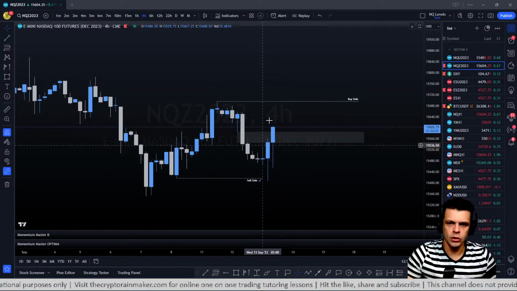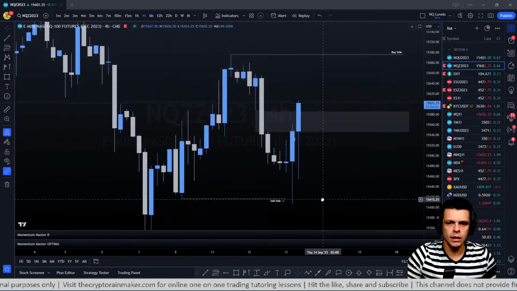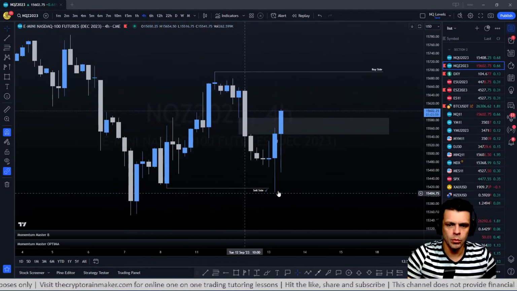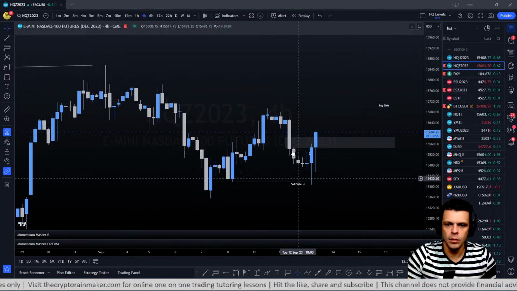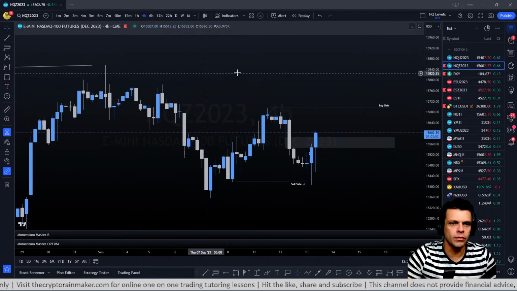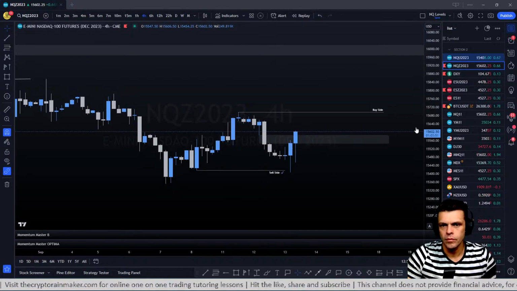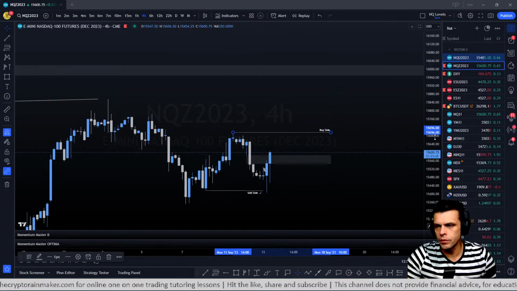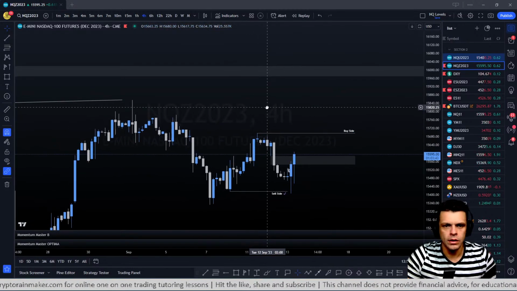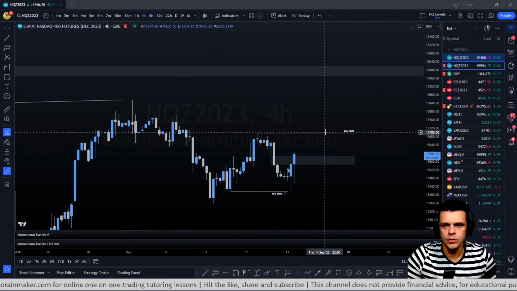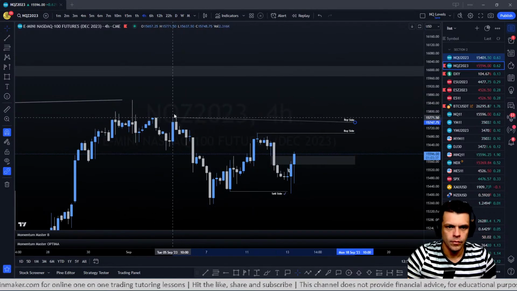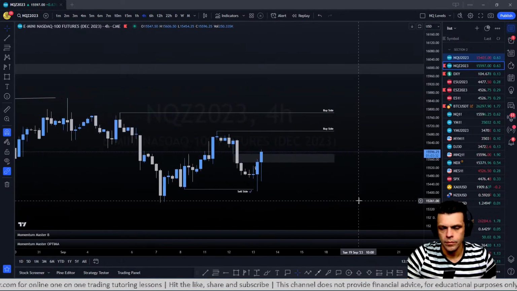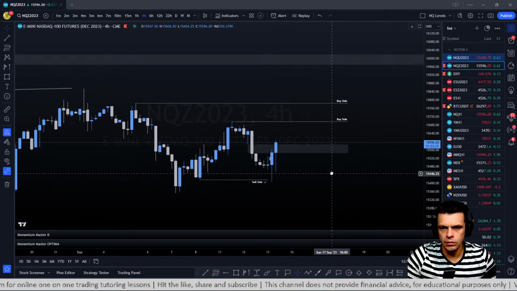Now it looks like we are displacing to the upside, telling us that a larger player, a market maker, or whatever you want to call it, bought up all of the sell stops, and now they want to pair their positions with the buy stop above these highs. So we have the buy side at 15,696 relative equal highs. Okay, so I'm just going to be watching those levels for now.